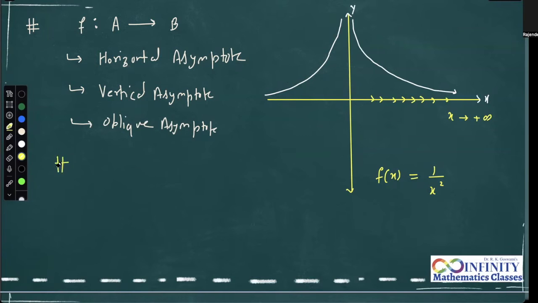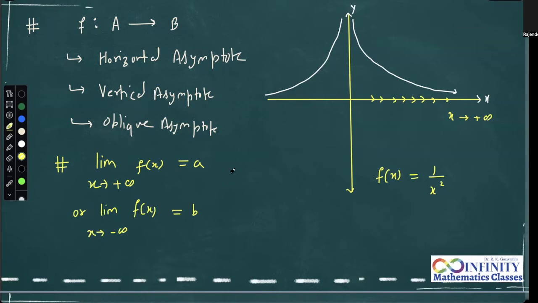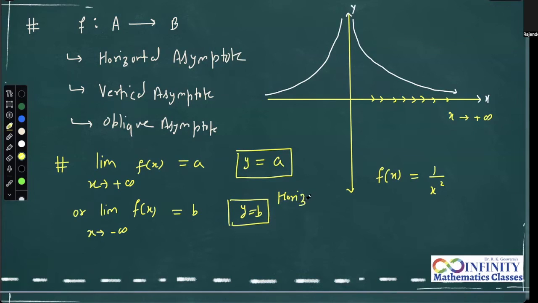So how to find the horizontal asymptote? We need to check if the limit as x tends to plus infinity of f(x) is a constant, say a, or if the limit as x tends to minus infinity of f(x) is a constant, say b. In this case, y equals a and y equals b are horizontal asymptotes.